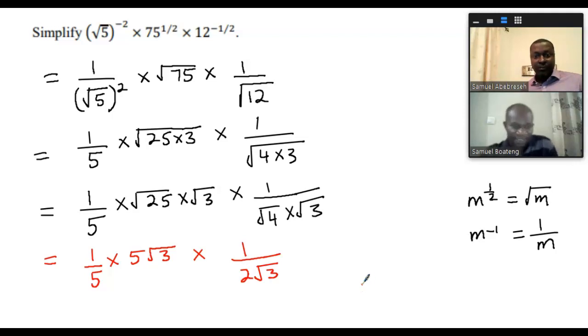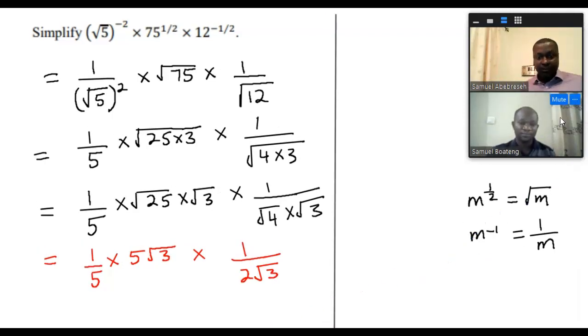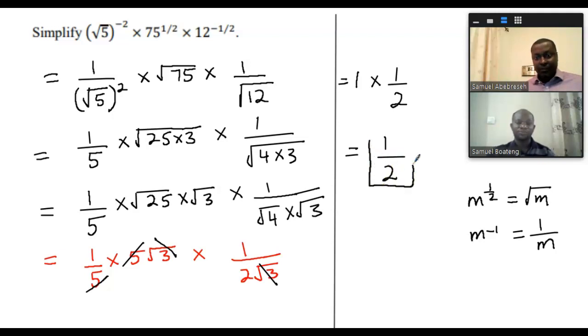And let's look at the expression carefully. Root 3 can cancel with 3, and then 5 here can cancel this 5, leaving 1 times 1 on 2. So this is equal to, the final answer will be 1 on 2. Yes, that is the answer.